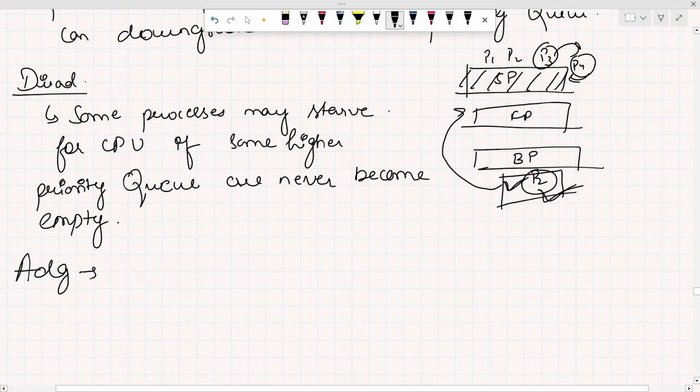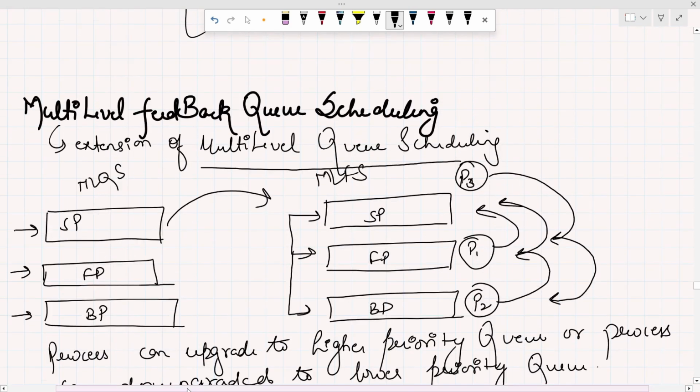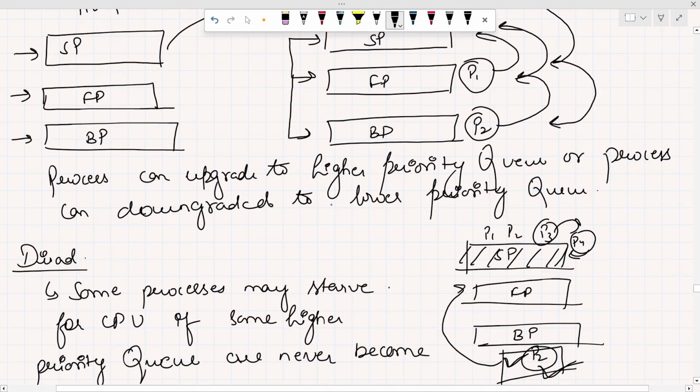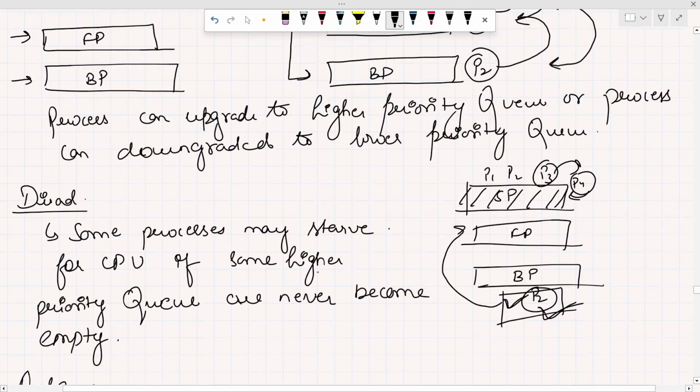Now, what is an advantage of this scheduling algorithm? The advantage is that it is very flexible. This was a disadvantage in multi-level queue scheduling, but in feedback scheduling a process can shift from one queue to another. So it is flexible towards the process, which can shift from one point to another.